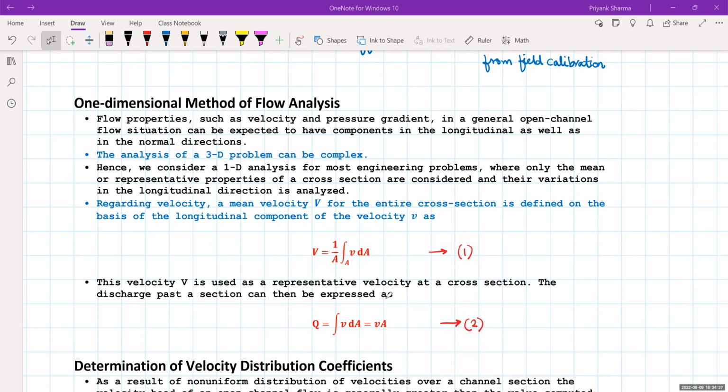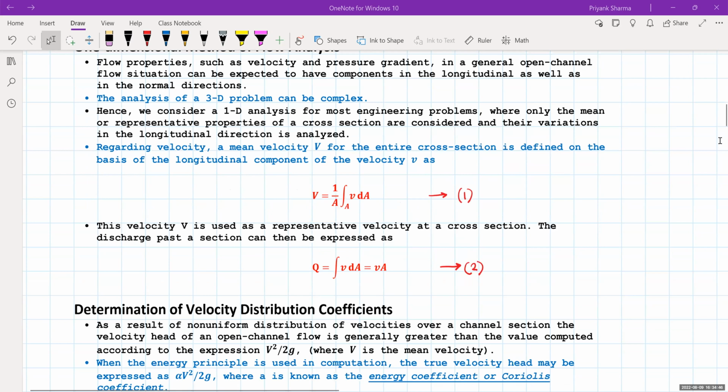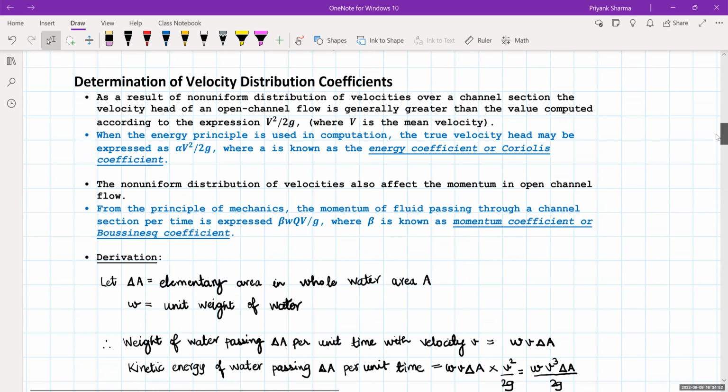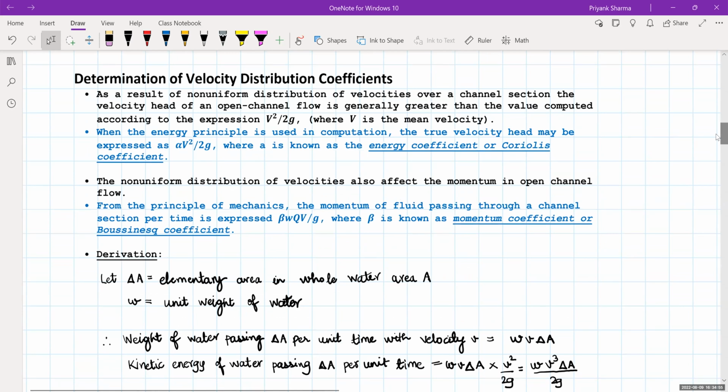Now, due to the non-uniformity in the velocity distribution, the pressure distribution will also be non-uniform, because velocity and pressure are interrelated. So the equation is not as simple as saying that Q is simply VA. There has to be some factor responsible for this non-uniformity. Due to the non-uniform velocity distribution, the velocity head of open channel flow is greater than the value computed using the expression V square by 2g, where V is the mean velocity and V square by 2g is the velocity head.